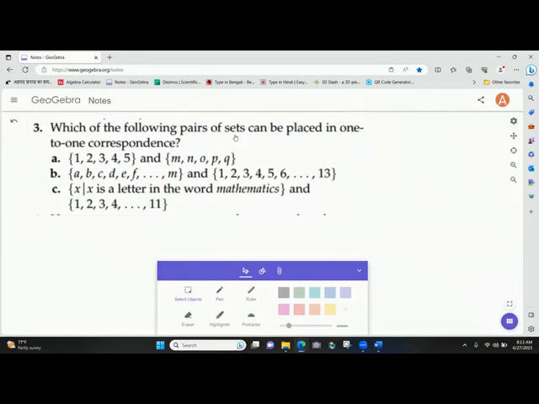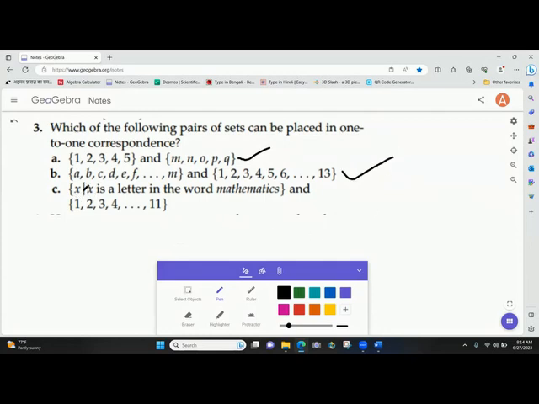Which of the following pairs can be placed in a one-to-one correspondence? This has 5 elements. This has 5 elements. It's a one-to-one correspondence. This has A, B, C, D, E, F, G, H, I, J, K, L, M. 13. I'm going to assume they're thinking it's going to follow the pattern. And this is 13. So yes, one-to-one correspondence.